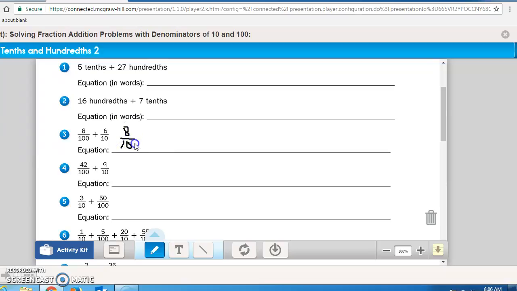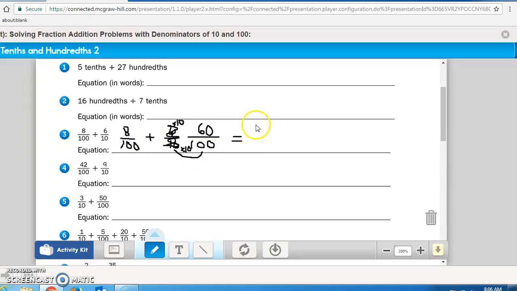Well, since that's already hundredths, I'm going to leave that alone. But now I'm going to have to change 6 tenths to hundredths so that I have like denominators. So again, for each one of these problems, you're going to have to ask yourself, how does 10 become 100? Times 10. Whatever I do to the bottom number, I do to the top so that I have an equivalent fraction. 6 times 10 is 60. Once I've converted them, I'm done with this old fraction, and I'm only looking at the fractions that have the same denominator.